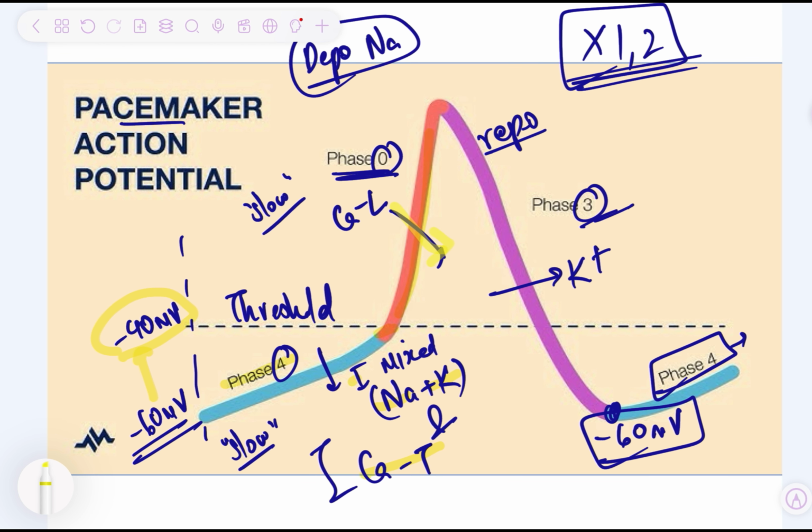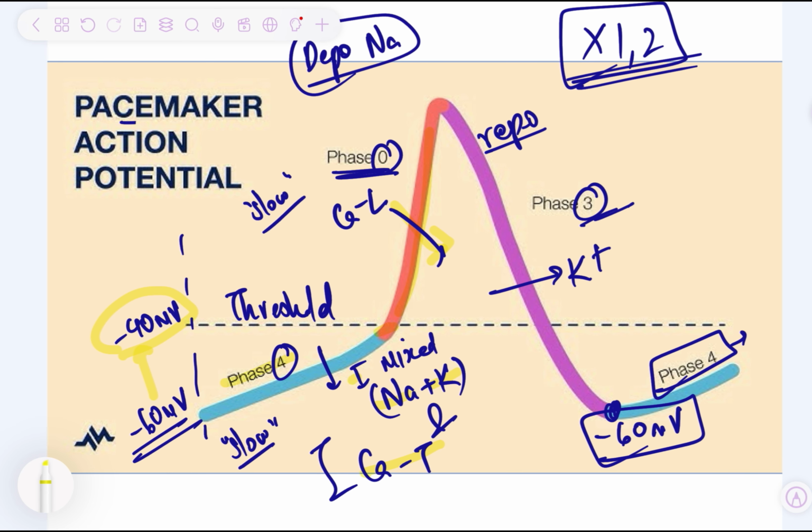Here, depolarization in a pacemaker action potential occurs due to influx of calcium, L type channels specifically. These are slow channels. Once there is sufficient influx, it is followed by phase 3. We do not have a phase 1 and phase 2 in pacemaker action potential.